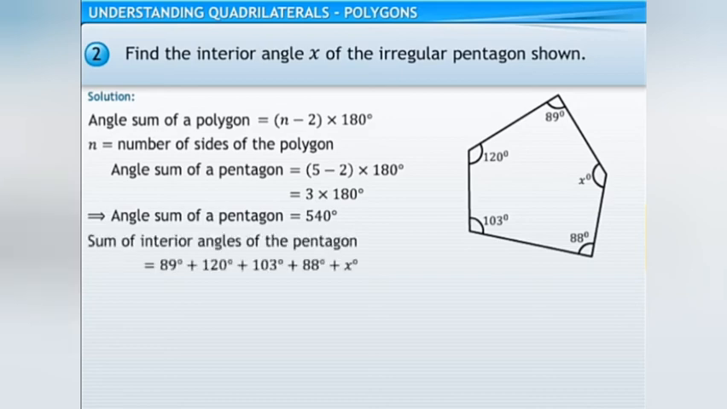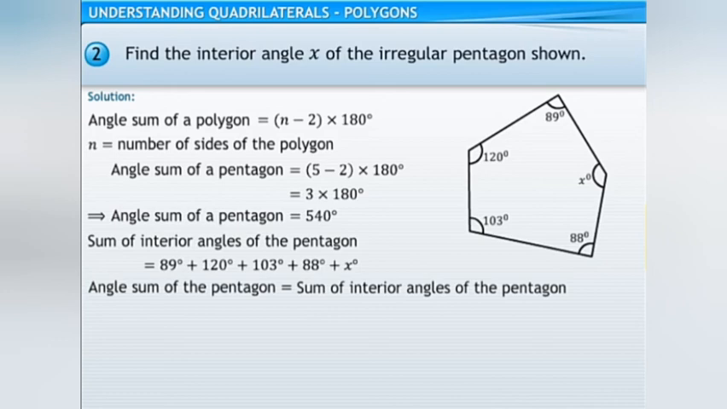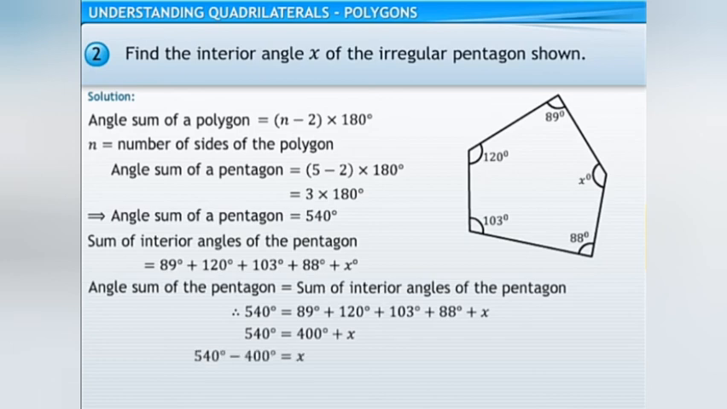The sum of the interior angles of the pentagon in the figure is as shown. We will use this angle sum to find the unknown angle in the pentagon by equating it to the sum of the interior angles. On equating, we get the following. Therefore, we get the value of the unknown angle as 140 degrees.